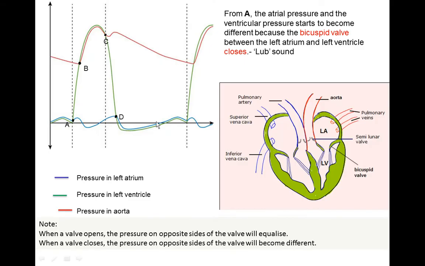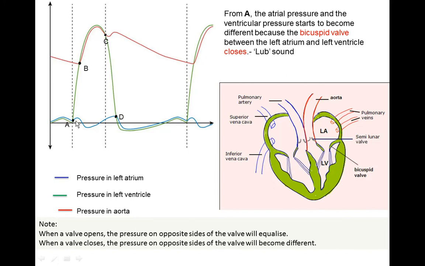Okay, let's look at this diagram again. Now, for the first part of the diagram, we notice that the green line and the blue line are the same. That means the pressure in the left atrium and the pressure in the left ventricle are the same. So, if they are the same, that means the bicuspid valve is opened, right? So, in the first part, we can say that the bicuspid valve is open.